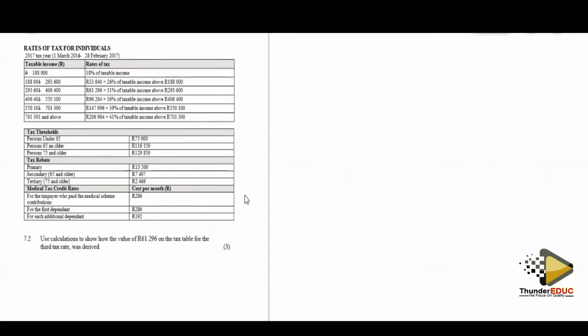They are asking us, use calculation to show how the value of 61,296 rands on the tax table for the third tax rate was derived. All right. They want to know how these values were got. Allow me to use the highlighter. They are talking of the third tax, and they want us to show how this value was got. When I come to my tax table here, I count 1, 2, 3, and yes, this is the value.